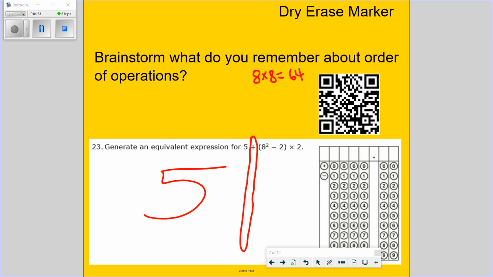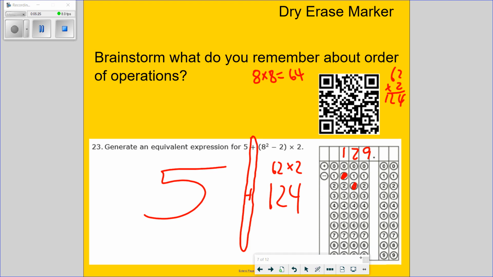Some people think 8 times 8 is 16. They're adding instead of multiplying. So 8 times 8 is 64. 64, take 2 away, is 62. Then 62 times 2. I have no idea what 62 times 2 is. Let me see. 62 times 2 is 124. So the left side, the first term is 5. The right term is 124. If you combine it, it's 129.